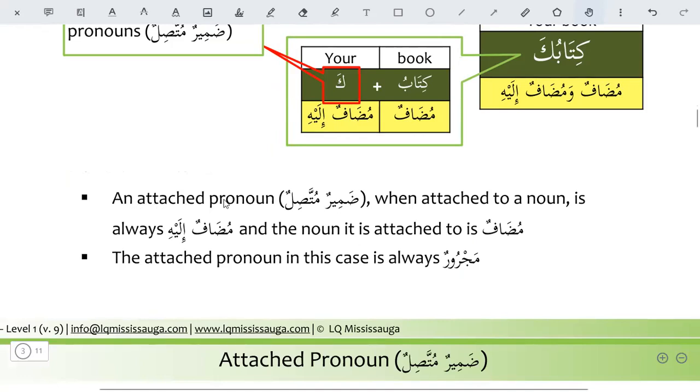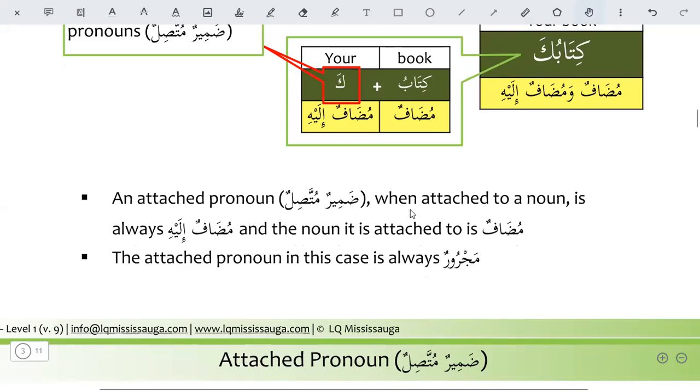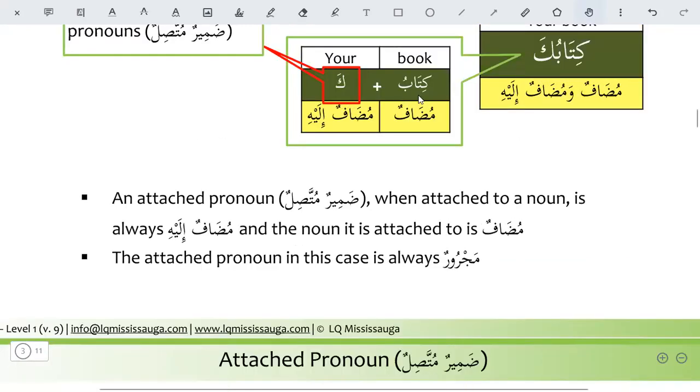Attached pronouns, ضمير متصل, when they attach to a noun, are always mudaf ilayh. Like here, ka is attached with the noun kitabu, so ka is mudaf ilayh. When attached pronouns attach to another noun, they are in the position of mudaf ilayh, and the noun it is attached to is mudaf. Here we attach ka with kitab, so kitab is mudaf.